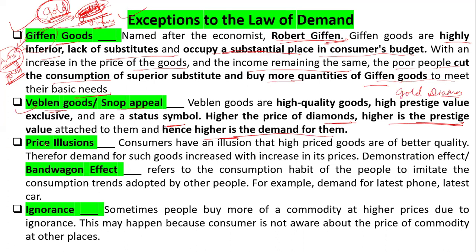Okay, now the price illusion means the consumer has the illusion that higher price goods are of better quality. Okay, this is the illusion of the person, and somehow it is right also. The illusion they have is that if the price of the goods is high, the quality is high. Therefore, the demand for such goods increases with the increasing price. The demonstration effect.